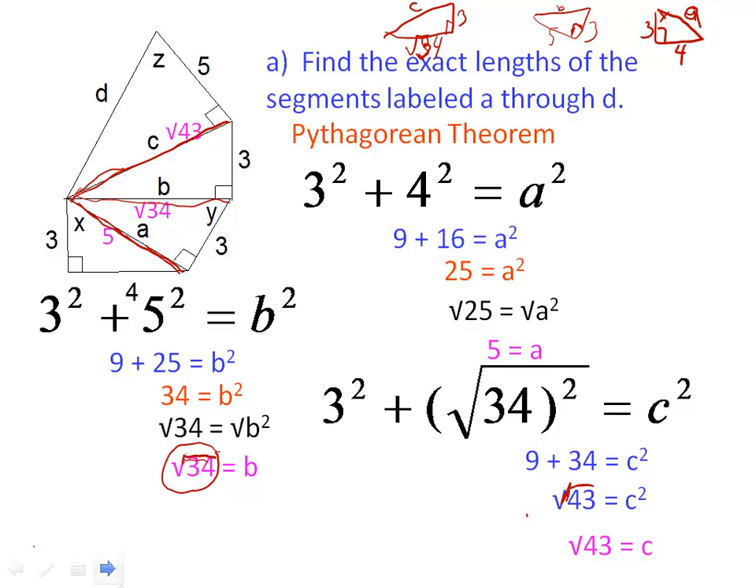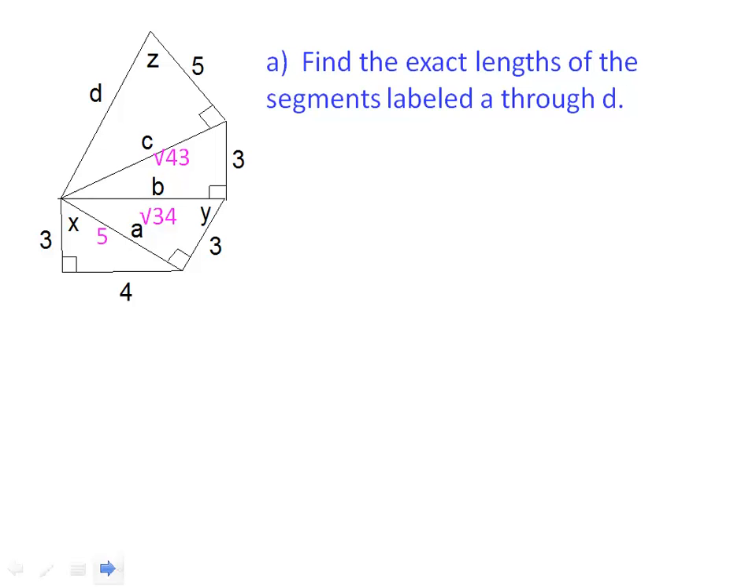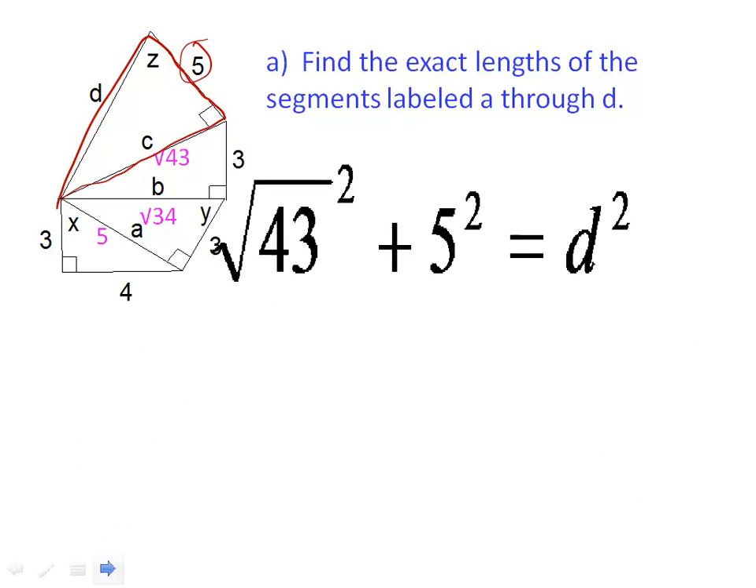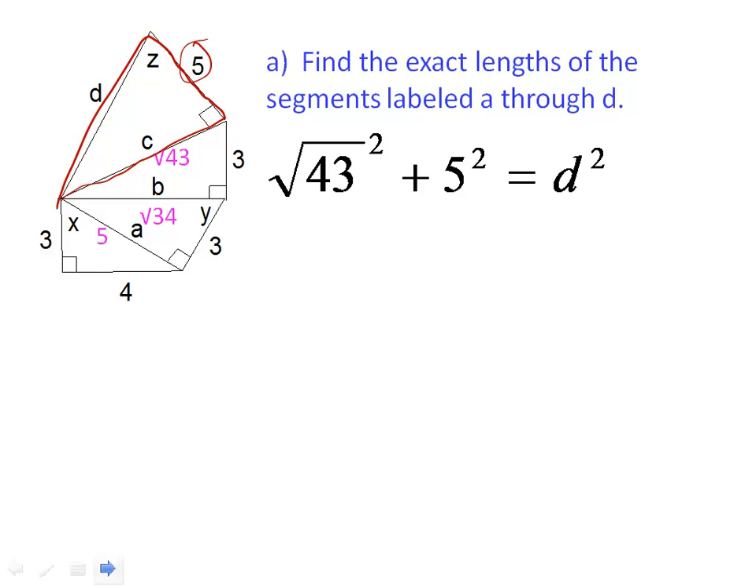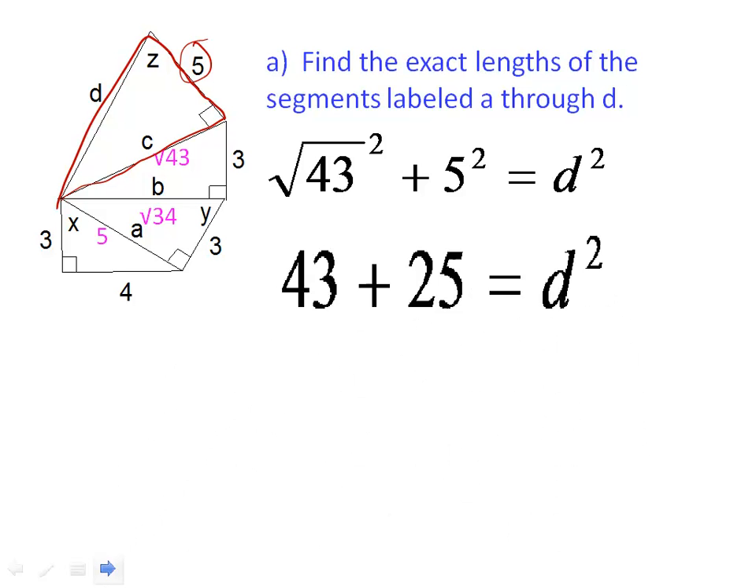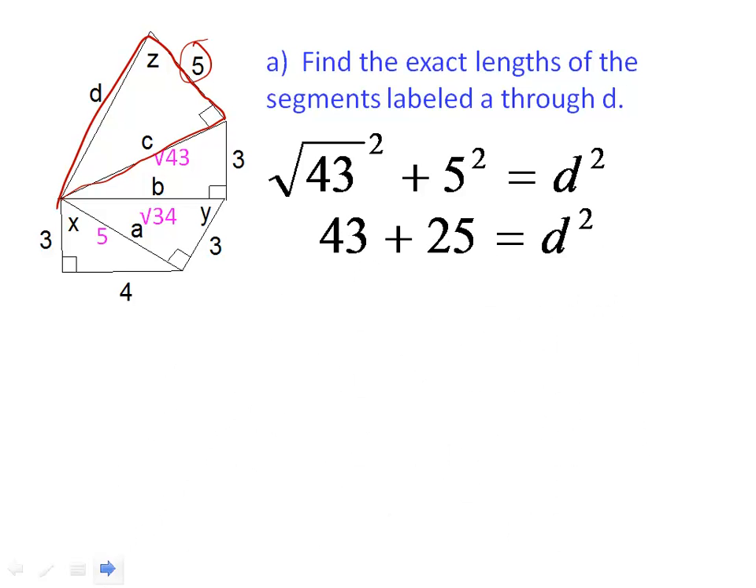Let me get a clean slide for that. We found all these lengths. Now we are dealing with this triangle right here. We know that this is 5. That's one of the legs, and the other one is the square root of 43. So square root of 43 squared plus 5 squared equals d squared. I'm sorry, the square root of 43 squared is 43.